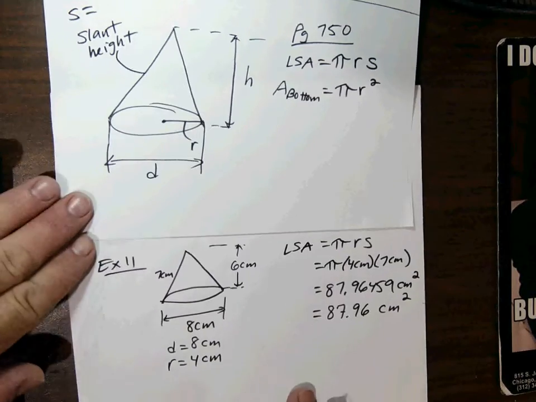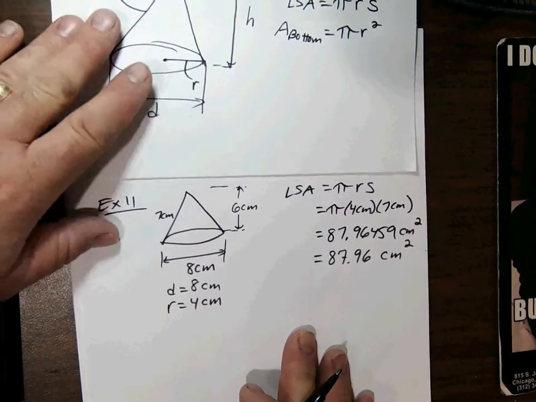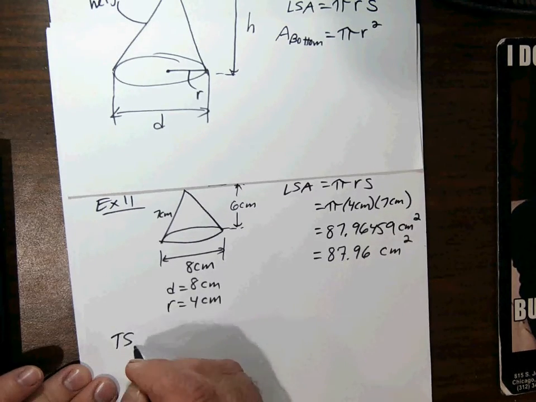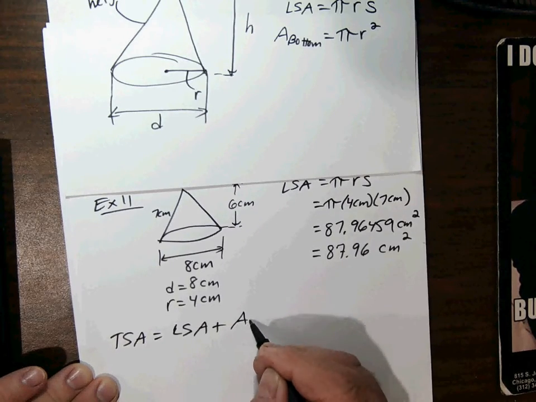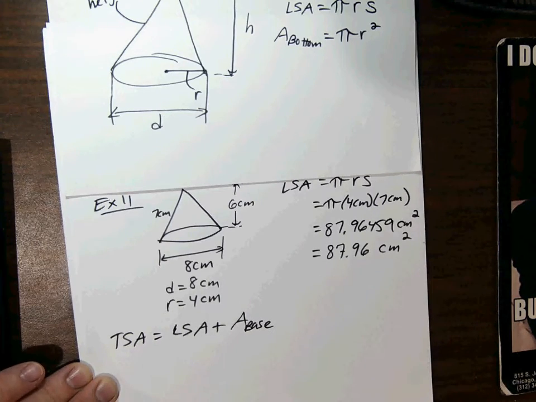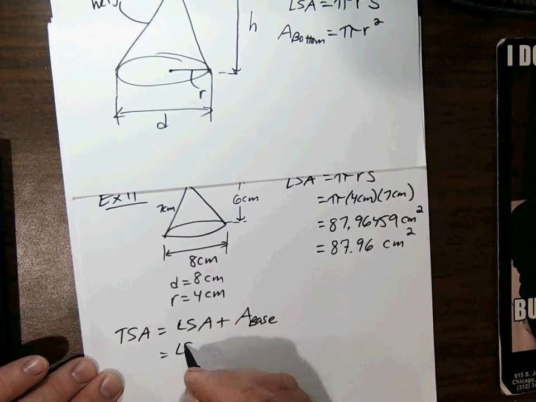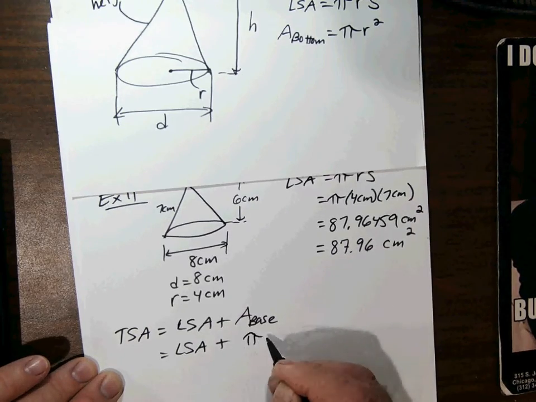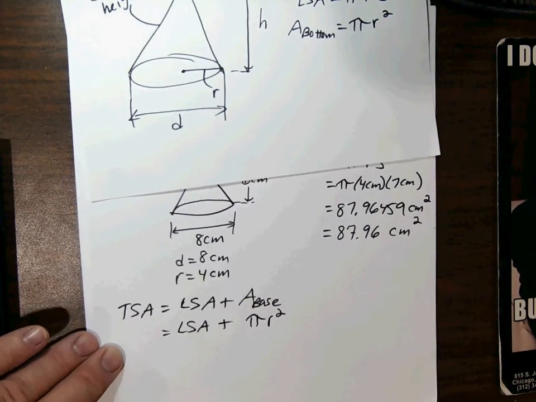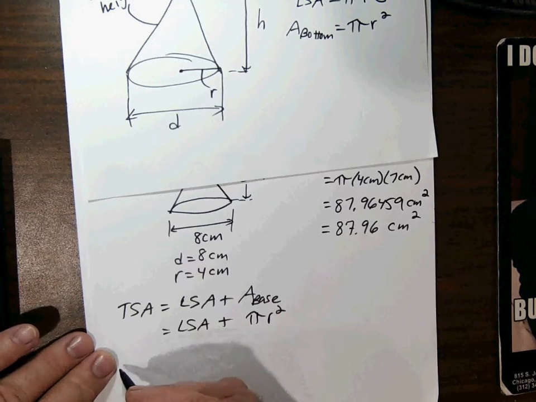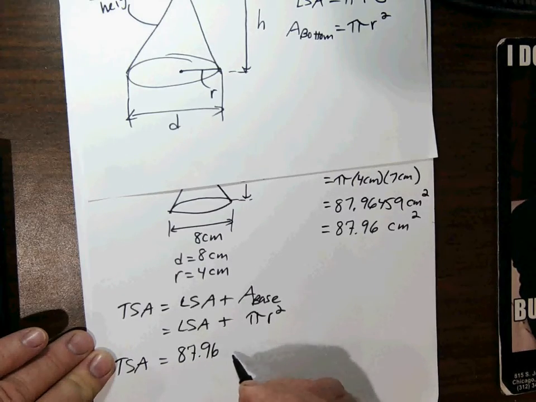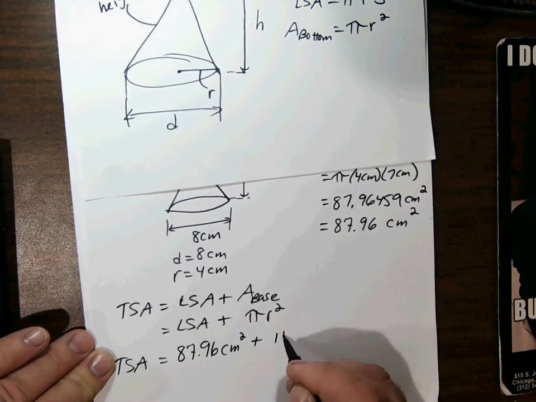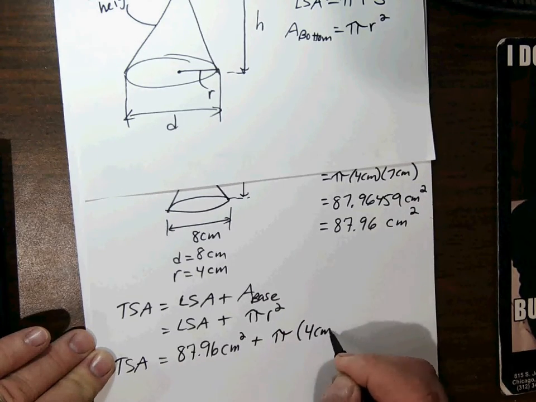What about the total? Lateral's fine and dandy, but what about the total? Well, the total equals the lateral surface area plus the area of the base. Okay, that's all it is. So what's it going to be? It's going to be the lateral surface area plus this pi times radius squared, because the base is a circle. So let's figure out what pi times radius squared is, or we can just write it here. We know it's 87.96 square centimeters plus pi times 4 centimeters squared.